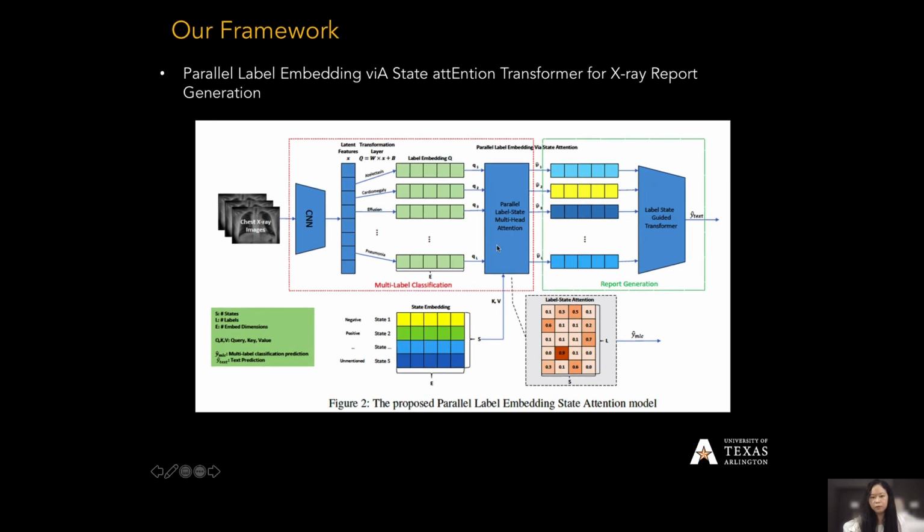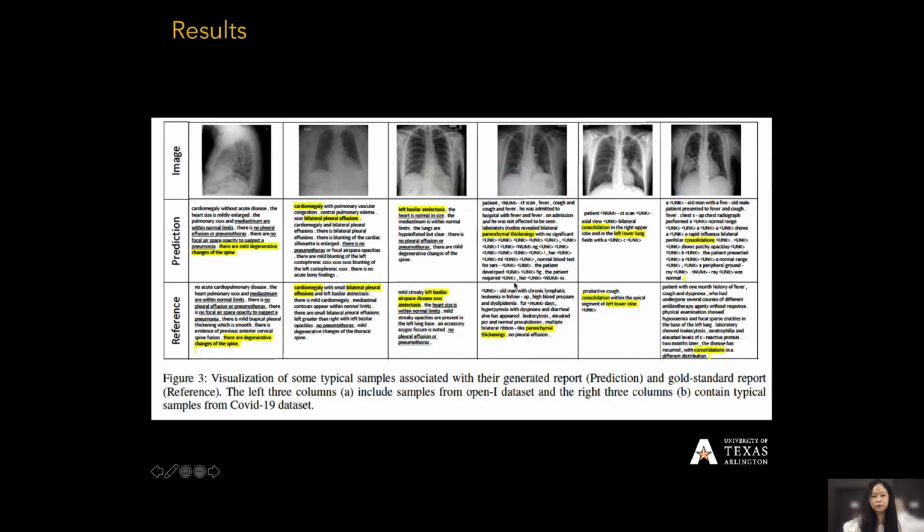So in this label-state multi-head attention, we learn latent label embedding layers to encode the different relationships between these labels and their associated uncertainties. So here are some results. We have evaluated our model on two datasets. One is the OpenI dataset, focusing on general chest X-ray relevant diseases, and another is the publicly available COVID dataset.